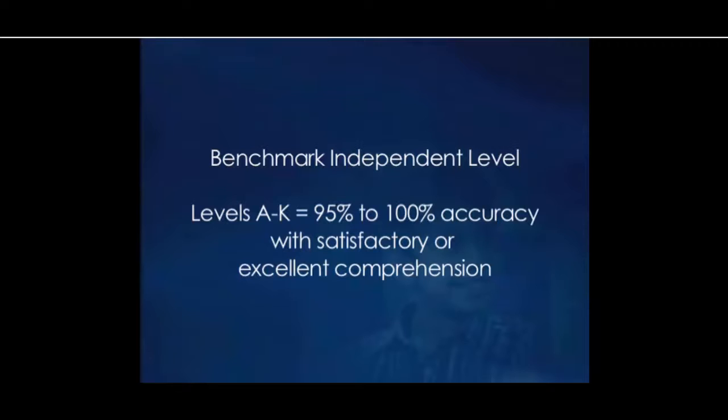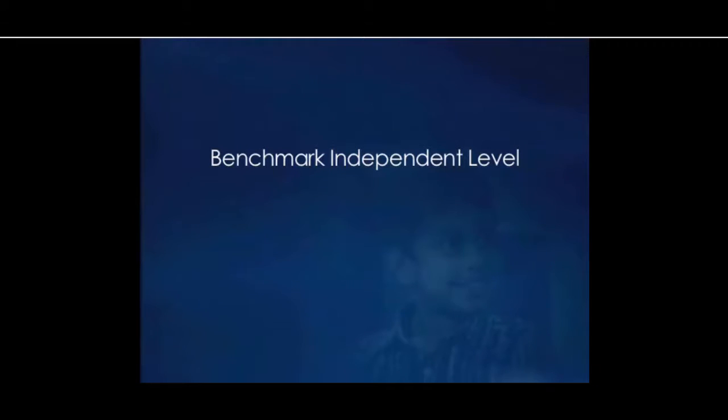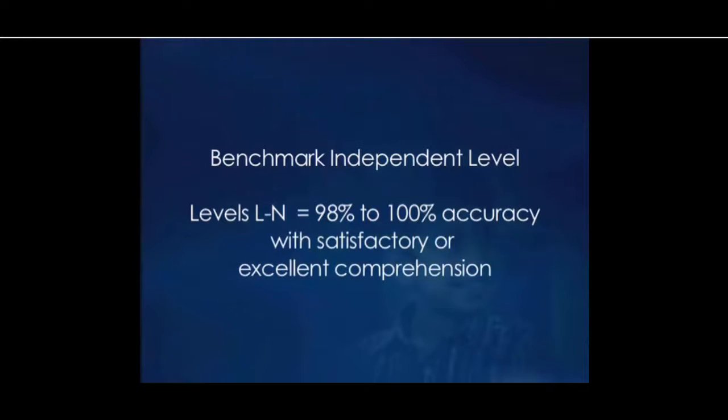Be sure that the student can read the words and understand the story or informational text. Students may have read more than one book at the same accuracy rate and comprehension levels, so be sure to identify the highest book level that meets these criteria as the benchmark independent level. If a student is reading at levels L through N, there are higher criteria for accuracy. For the independent level, the reading should be at 98 to 100% accuracy and a comprehension rating of satisfactory or excellent.